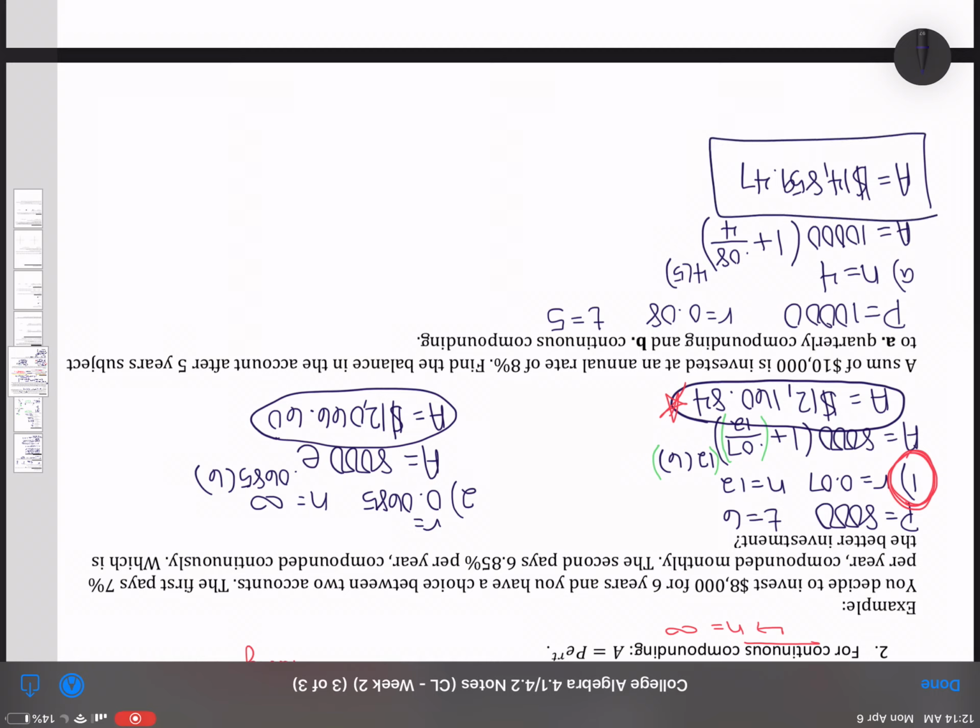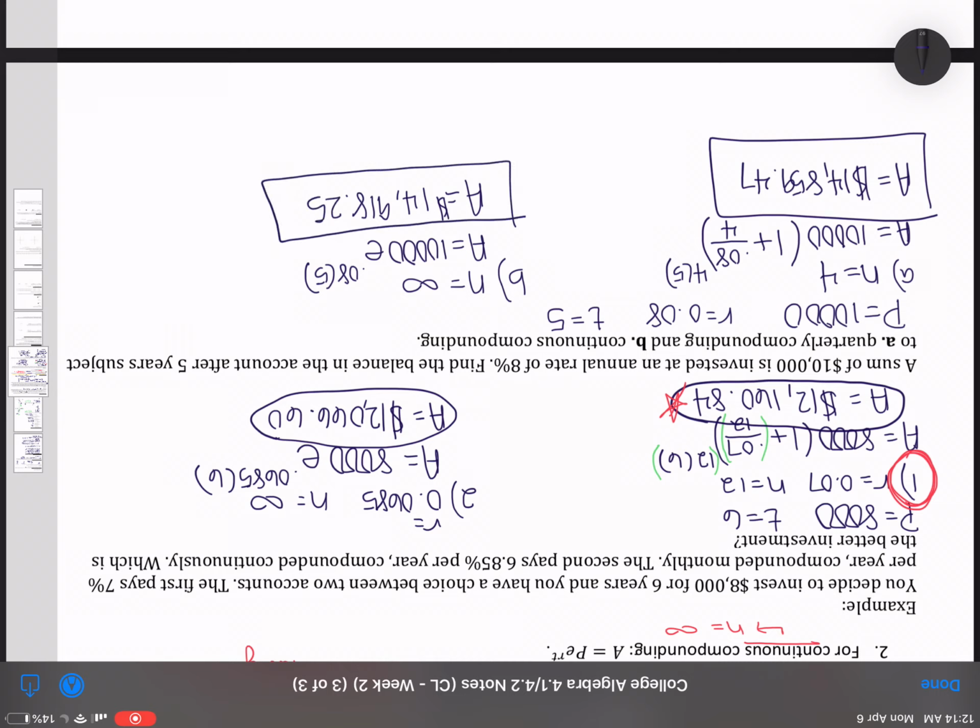And for the second account, part B, continuous compounding, that means n equals infinity. So A equals 10,000 e to the 0.08 times 5 power. And that gives you the final value of $14,918.25.